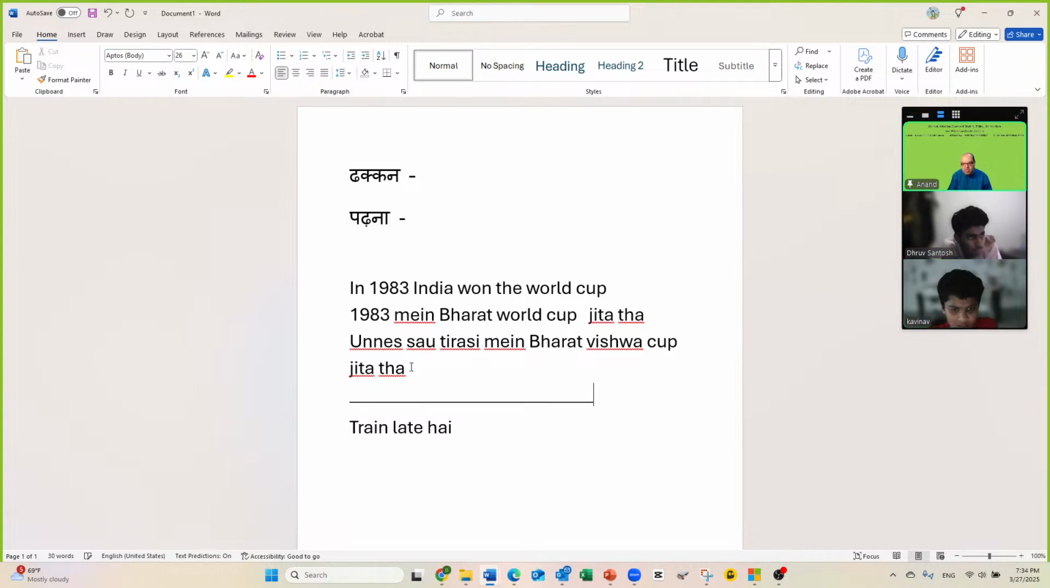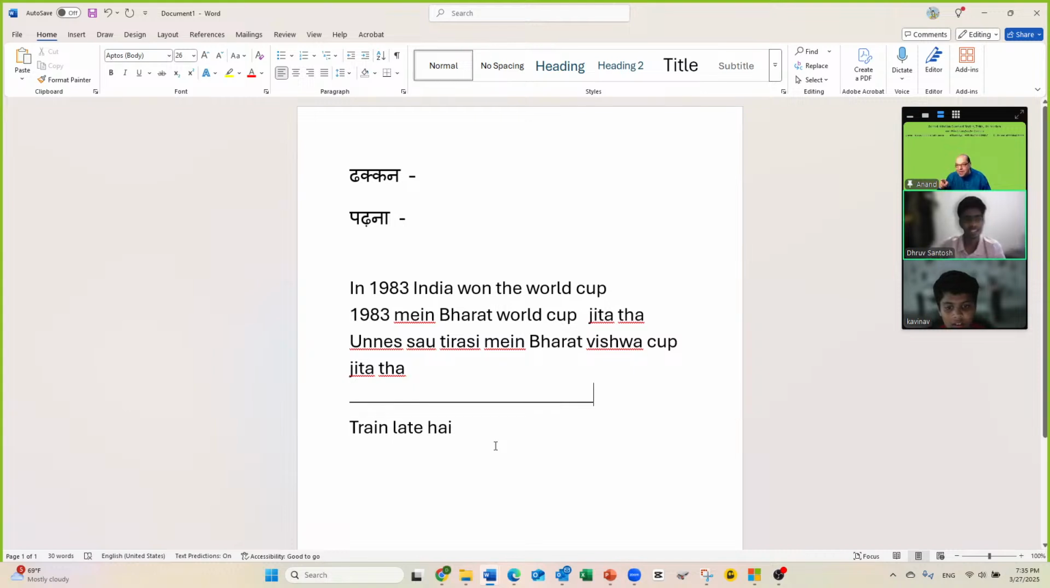Kavinav, read this sentence for me. Train late. Can you understand what this sentence means? The train is late. Now, if somebody asked you, is this an English sentence or a Hindi sentence? What would you say? No, it has to be one of the two languages. Dhruv, what do you say? Train late hai. It's Hindi because it has the word hai in it, and it has the grammar of Hindi.